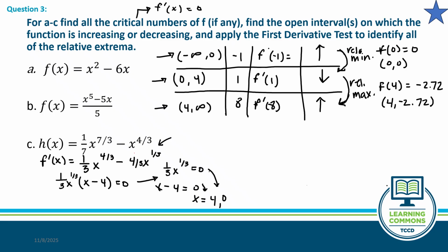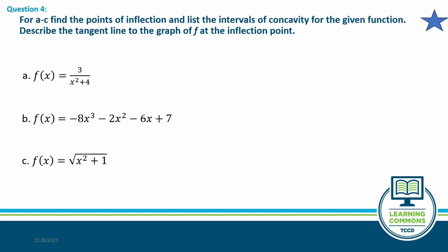Okay, so let's move forward. Find the points of inflection and list the intervals of concavity for the given function. It says describe the tangent line. It goes through the points given. A question she asked was, is it a horizontal, vertical, positive, or negative tangent line? And I couldn't find any good questions to go with that. So if you've heard that before, I'd study a question like that, just so you're aware. But again, don't get too caught up in it.